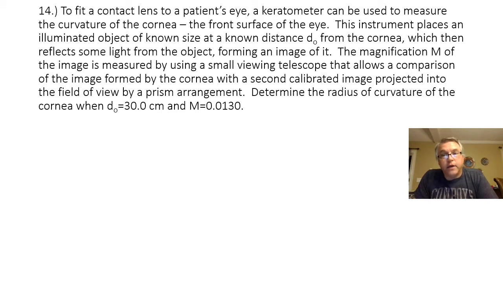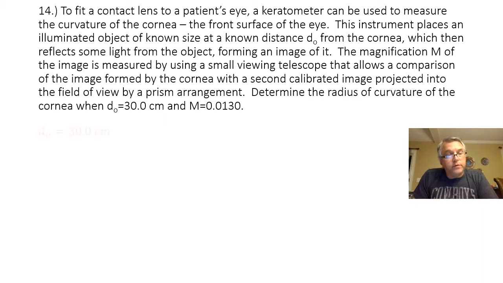The magnification M of the image is measured by using a small viewing telescope that allows a comparison of the image formed by the cornea with a second calibrated image projected into the field of view by a prism arrangement. Determine the radius of curvature of the cornea when the object distance is 30 centimeters and the magnification is 0.0130.